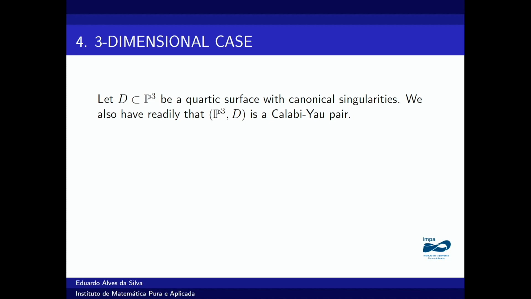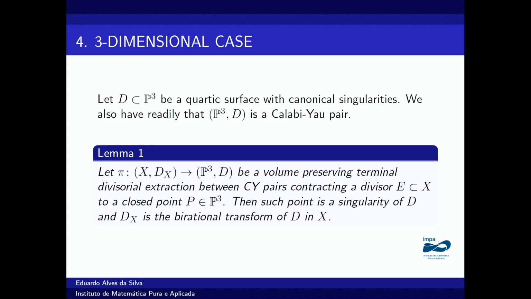of my studies. If we regard the quartic surface with canonical singularities, we also have readily that P3 with this quartic is a Calabi-Yau pair. And our first lemma says that if you have a volume-preserving terminal divisorial extraction between Calabi-Yau pairs, contracting a divisor to a closed point in P3, then such a point must be a singularity of D, and Dx is the birational transform in X.